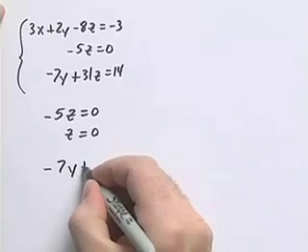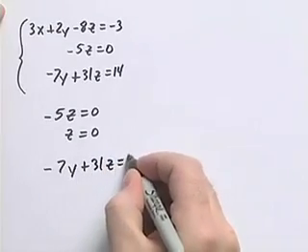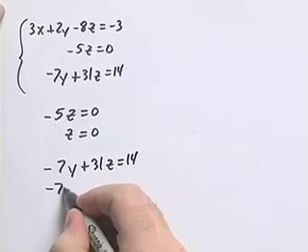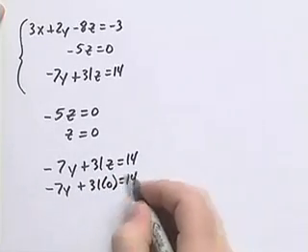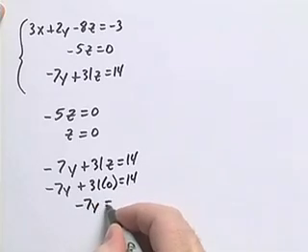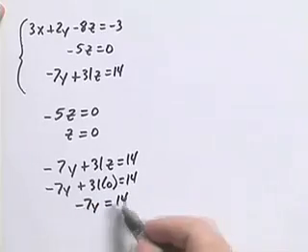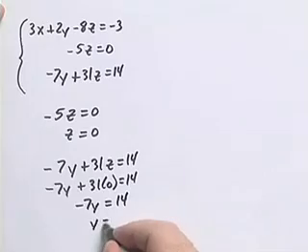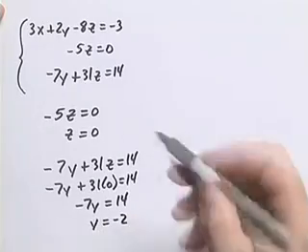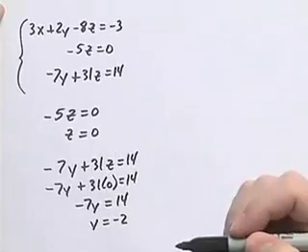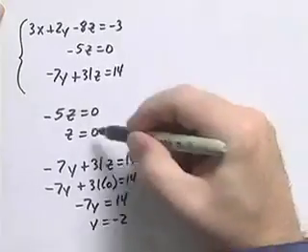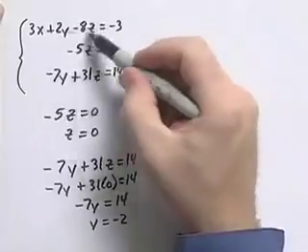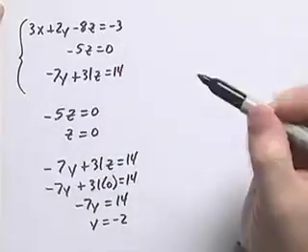Negative 7y plus 31z equals 14. We're going to plug in our value for z, 0. So we end up with negative 7y is equal to 14. Divide both sides by negative 7, so y is equal to negative 2. So now we know the value for z, and we know the value for y. We can take each of those values, plug them into our first equation, and we can use that to solve for x.